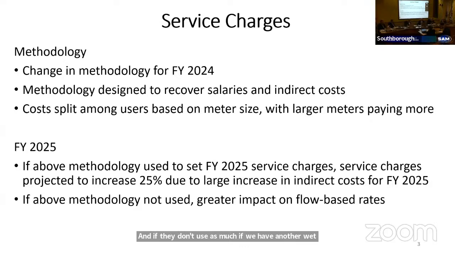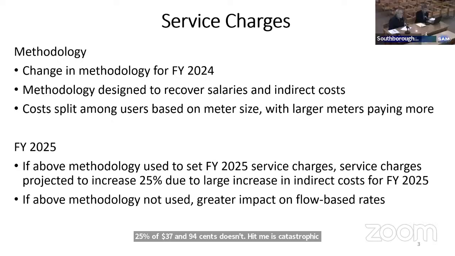25% of $37.94 doesn't hit me as catastrophic. So the increase there for the number that you just mentioned, which is for a 5/8 inch meter, is about $9.50 per quarter. That's a quarterly charge. So $40 a year.